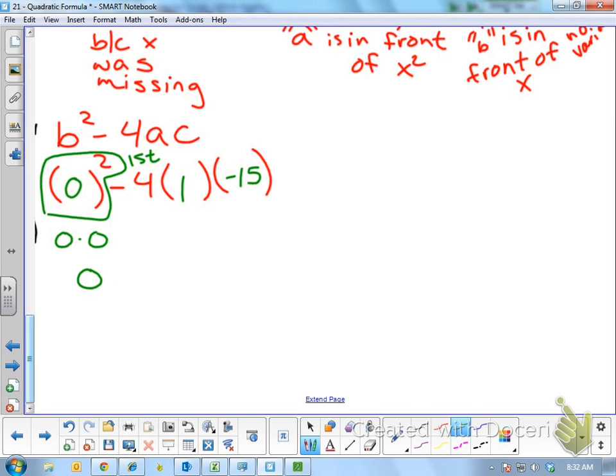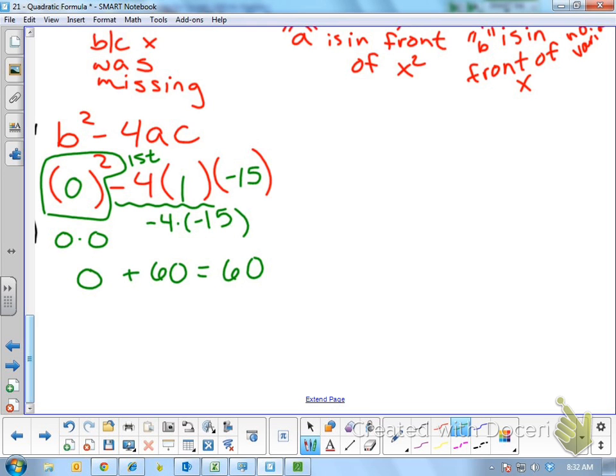Okay? 0 times 0 is 0. Then we do multiply. We can multiply this out. When we multiply these two together first. What is negative 4 times 1? Negative 4 times negative 15 still. 60. Positive 60. So plus 60 is 60.